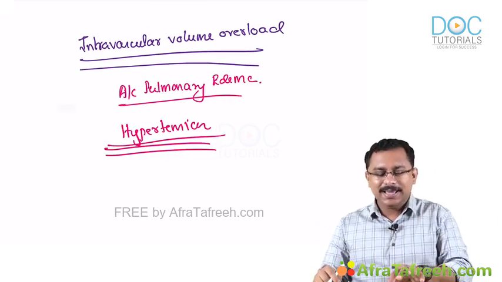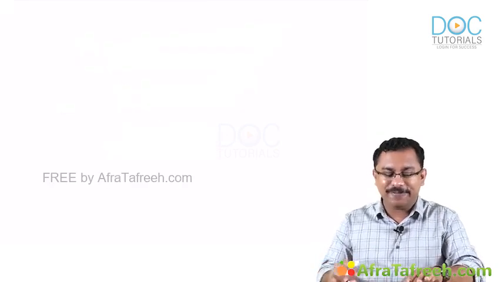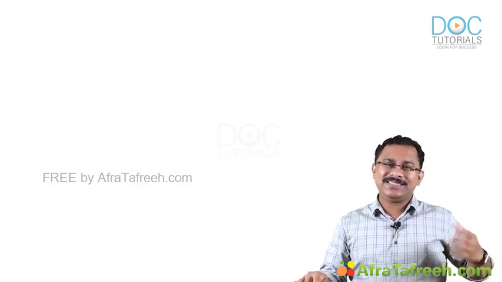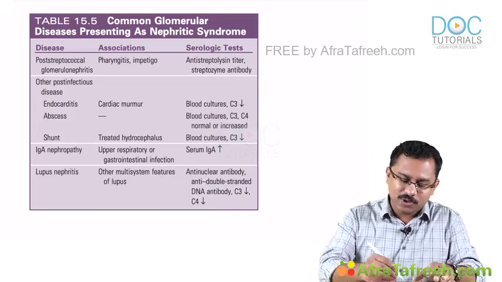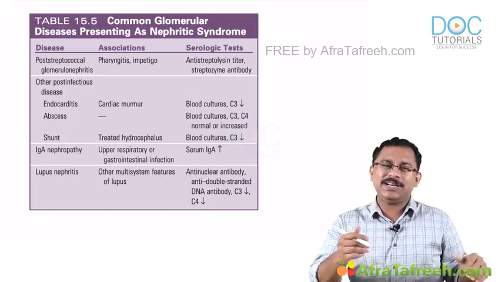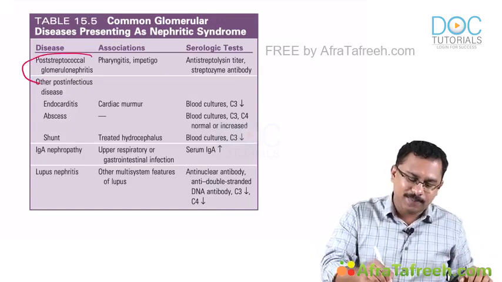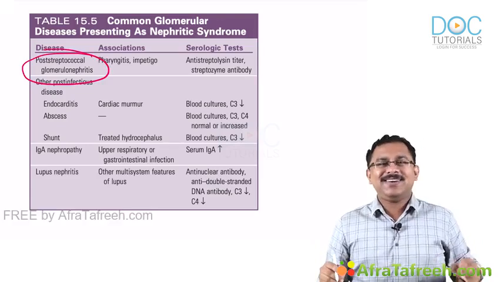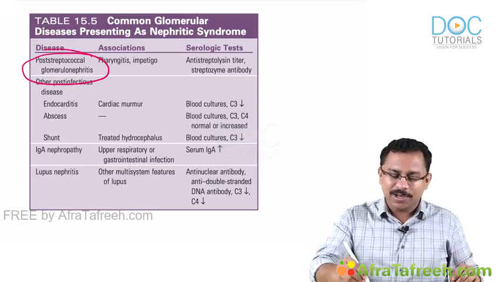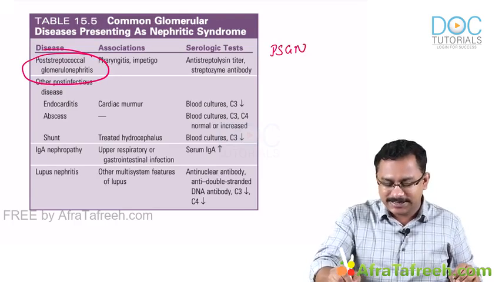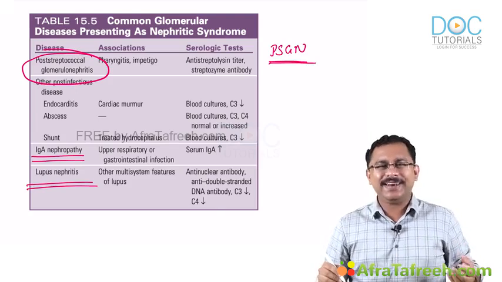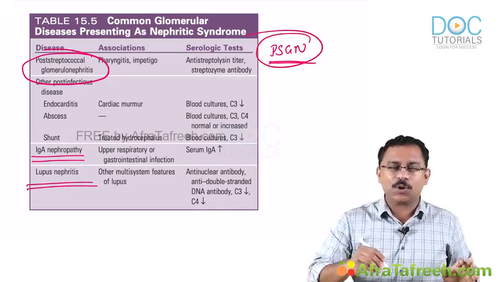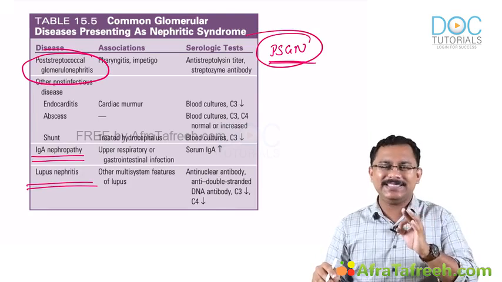So these are the clinical presentations of a nephritic syndrome. When I say nephritic, I already told you, we will discuss the individual disorders, but the prototype disorder of your nephritic picture is post-streptococcal glomerulonephritis, which is your PSGN. You can have a picture as in lupus nephritis, IgA nephropathy, but the most prototypical disorder is PSGN.